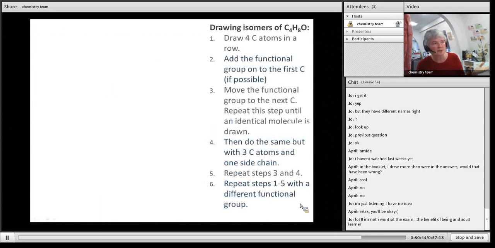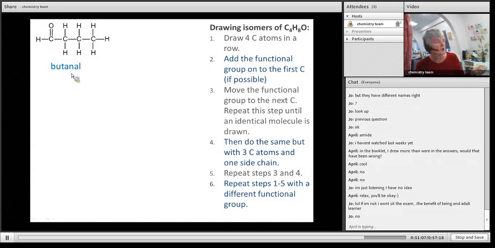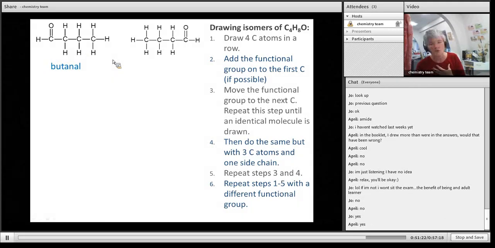But here's an example if we did. I've drawn 4 carbons in a row, and I've added a functional group, I've made it an aldehyde, and that's butanal if I wanted to name it. Do I have to put the 1 in for butanal? Must I say butan-1-al? No, because the aldehyde can only be on the first carbon. And if I drew that, because we know it's got to be on the end, is that the same molecule? Yes, and it's butanal too. So that is not an isomer. You have simply drawn the same molecule.